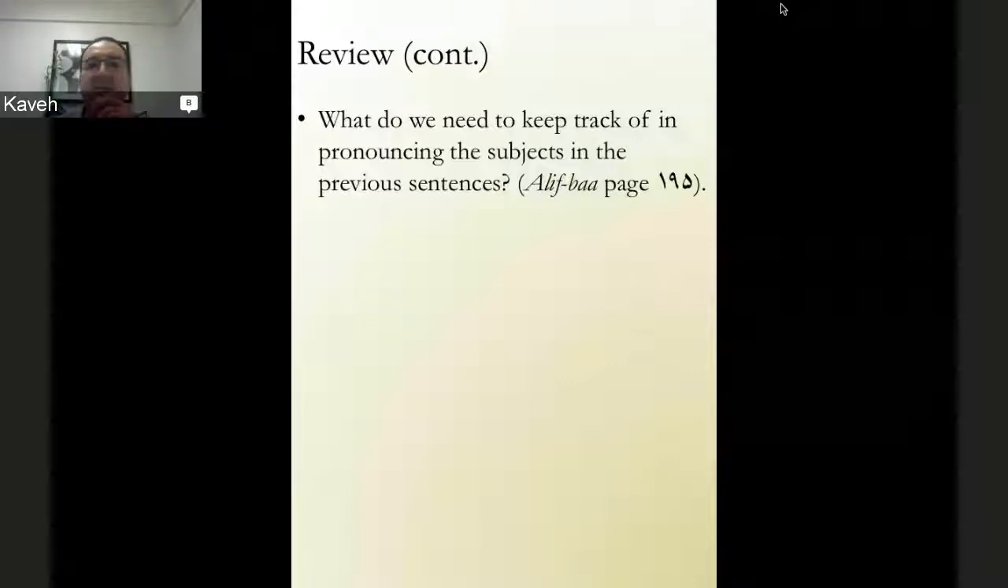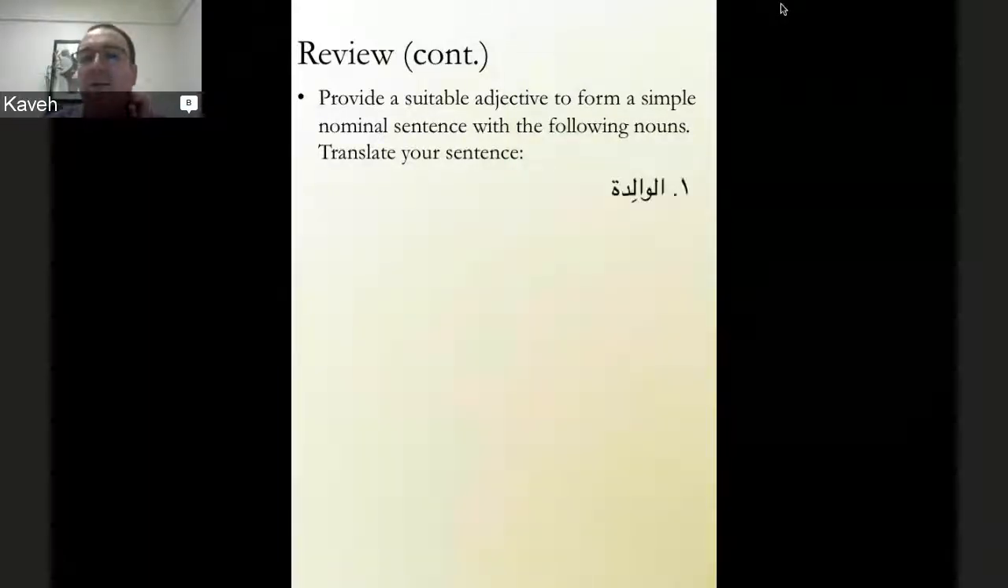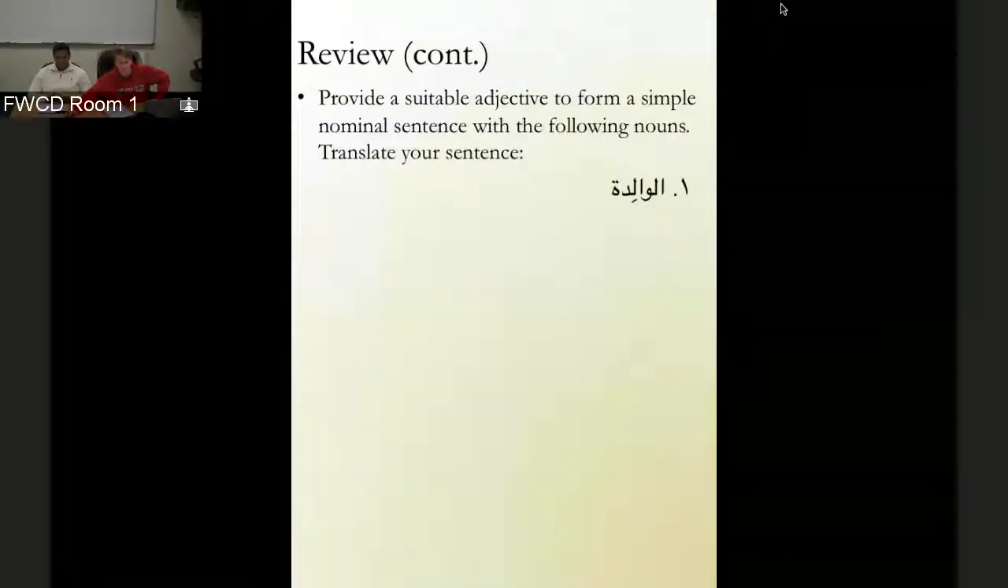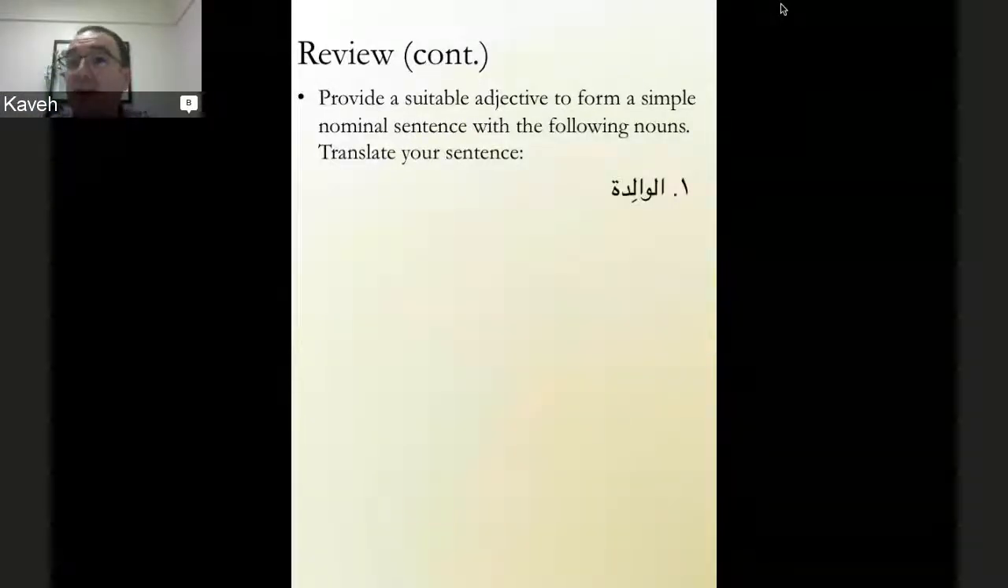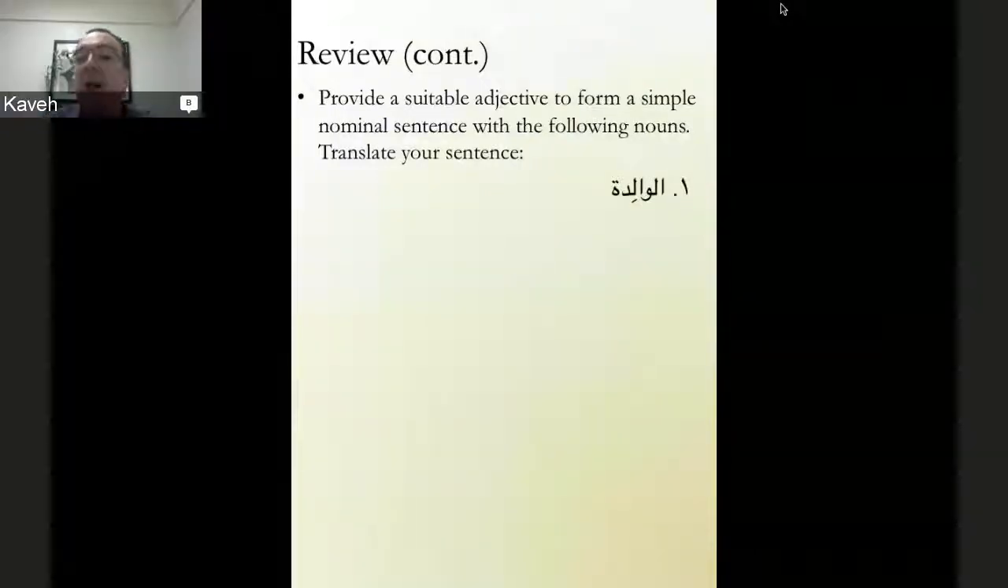All right, now we're going to provide a suitable adjective to form a simple nominal sentence. The same thing we've done, except I'm going to ask you to come up with an adjective to make the sentence. Al-walida. Who wants to give me an adjective for al-walida to make a complete sentence? Kabir. Close but no cigar. Al-walida. What do you have to do when you have a feminine noun? Add a ta marbuta. That's right. Yes, that's exactly right. Al-walida kabira. The mother is big. The mother is great. Right?